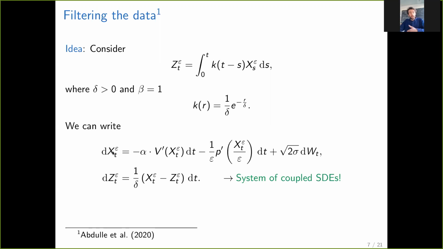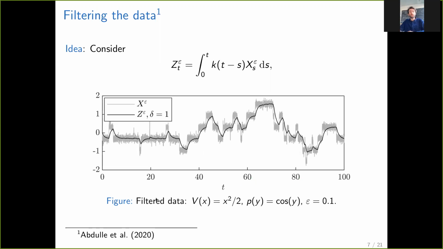This allows us to do a theoretical analysis, because to our knowledge, if you take beta bigger than 1, then the process Z_t epsilon has memory, so it's not a Markov process anymore, at least as we understand it, and therefore you're not able to write this down, and you're not able to work with the usual tools of Ito calculus. Let's see graphically what happens when you filter the data.